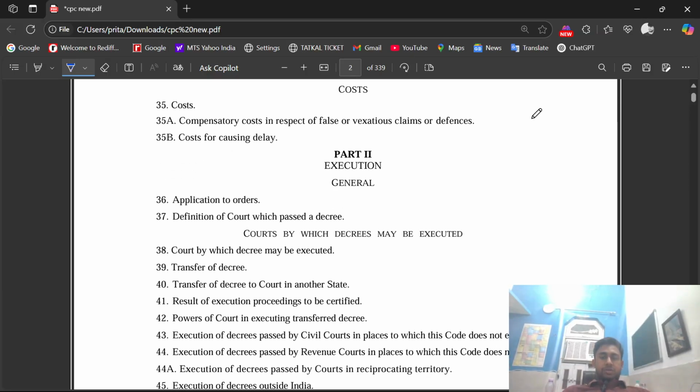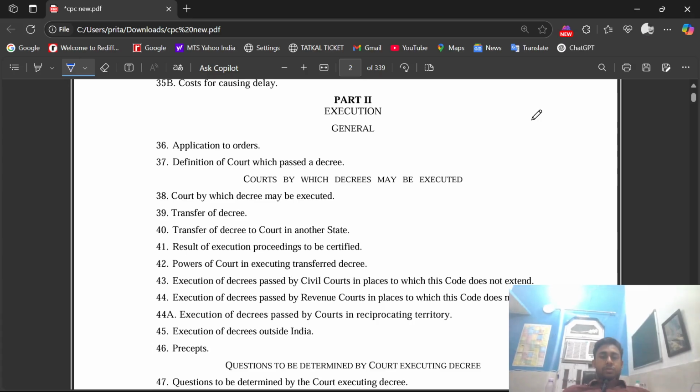Part 2nd, execution. Subheading is general. Section 36, application to order. Section 37, definition of court which passed a decree. Next subheading is courts by which decree may be executed. Section 38, court by which decree may be executed. Section 39, transfer of decree. Section 40, transfer of decree to court in another state.